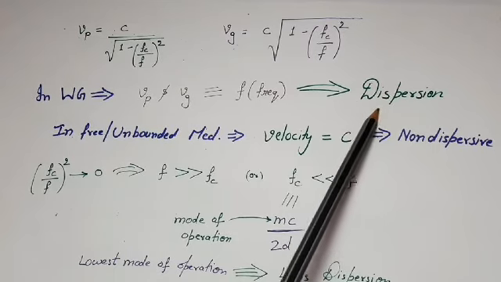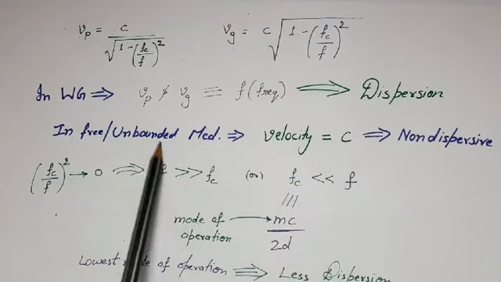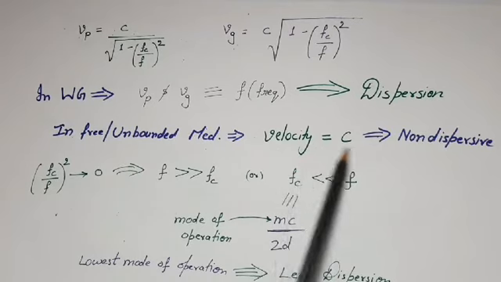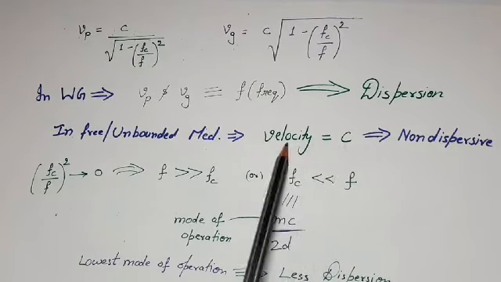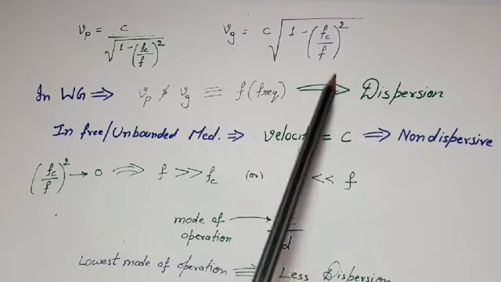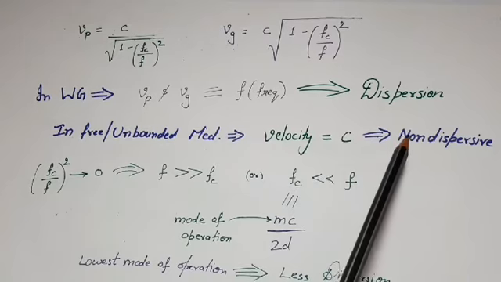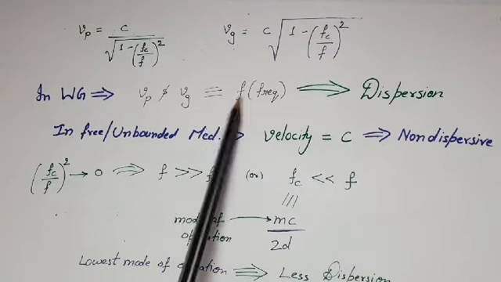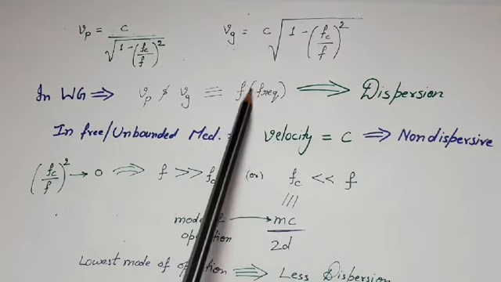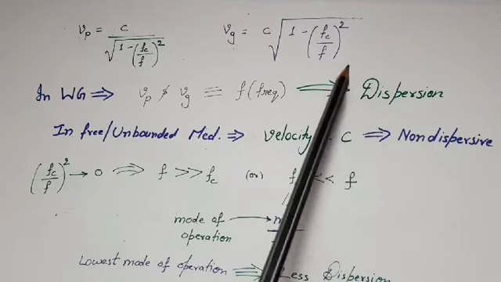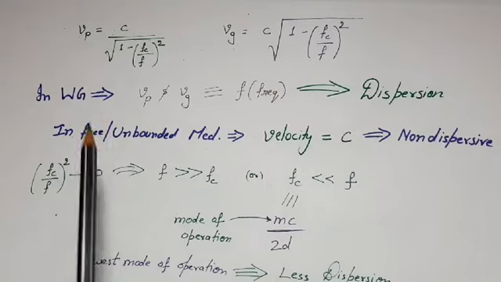If we talk about free space unbounded medium, in that case velocity of wave was equal to velocity of light, and velocity of wave does not depend upon the frequency. It means in free space unbounded medium propagation, dispersion phenomenon does not exist, but in waveguide propagation where boundary exists, dispersion phenomenon is found. Because dispersion is an unwanted phenomenon, now the question arises how we can minimize it.